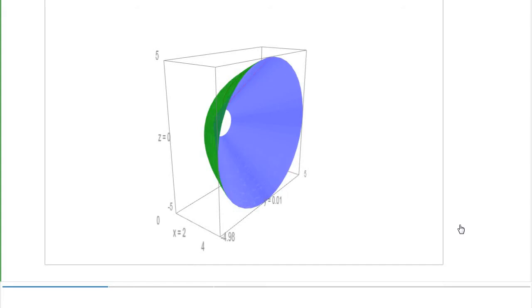Okay, so here's the picture. Again, you got to think of sort of the green jello that's sitting on top of this solid blue thing. It's the green part that's the solid. This inside part is empty.